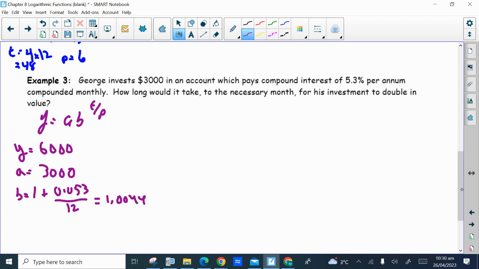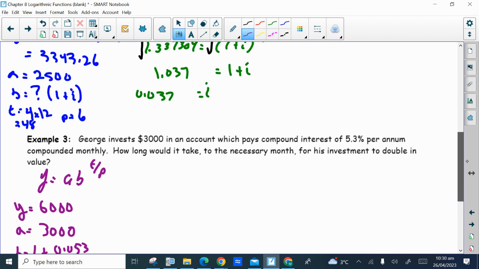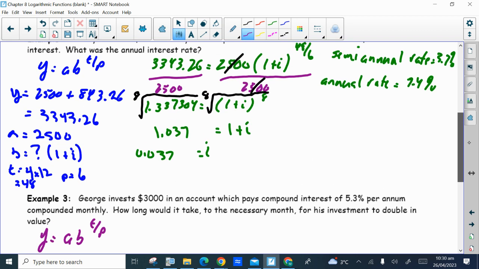Now, again, T is what we are trying to find out. How long will this investment need to grow so that it doubles? P, our growth period, will be how many times a year it is calculated, which in this case is 12. It's calculated 12 times a year. And that's consistent with what we did above here.